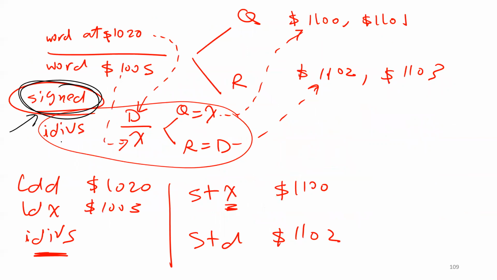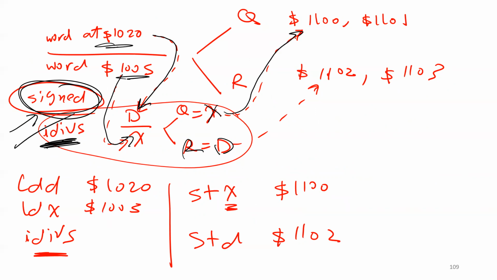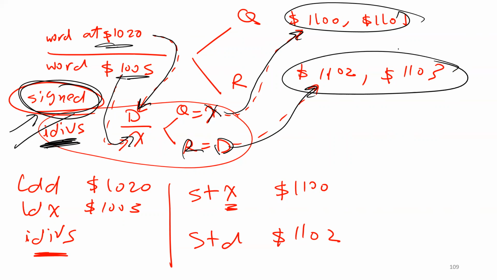So here I'm going to use IDIVS because you want to divide word by word. Okay. And they are signed, and this one can do that. All what I have to do, guys, as you see here, I have to read this word and put it in register D. I have to read this word and put it in register X. And then I'm going to do division. Once you do division, the quotient is going to be in X. The remainder is going to be in D. And then I asked you to store the quotient in these two memory locations and to store the remainder in these two memory locations. Is that okay?